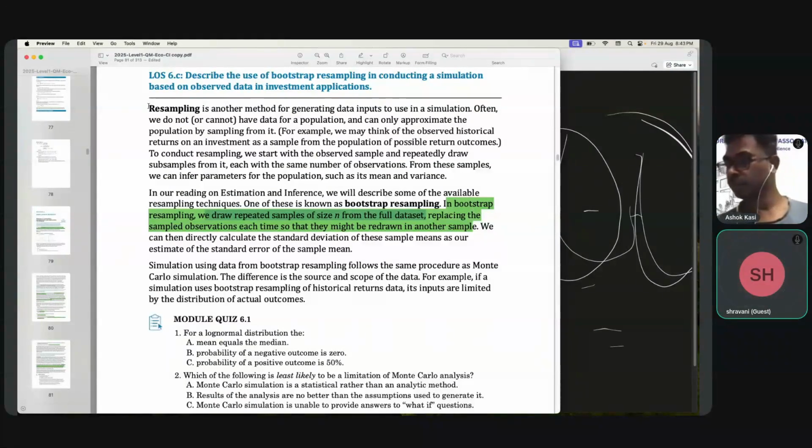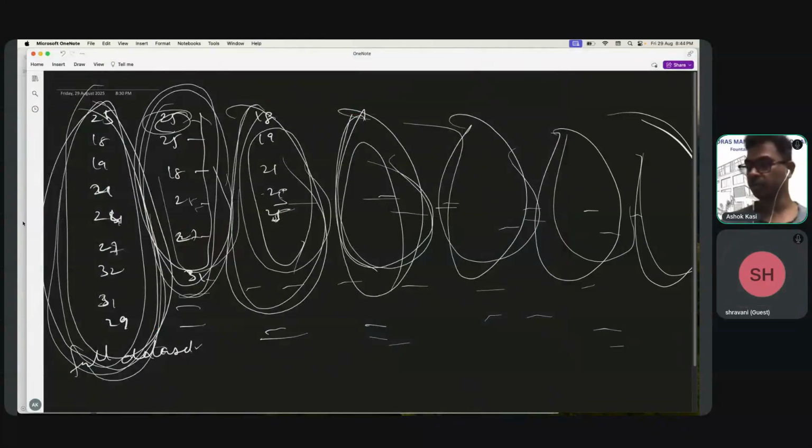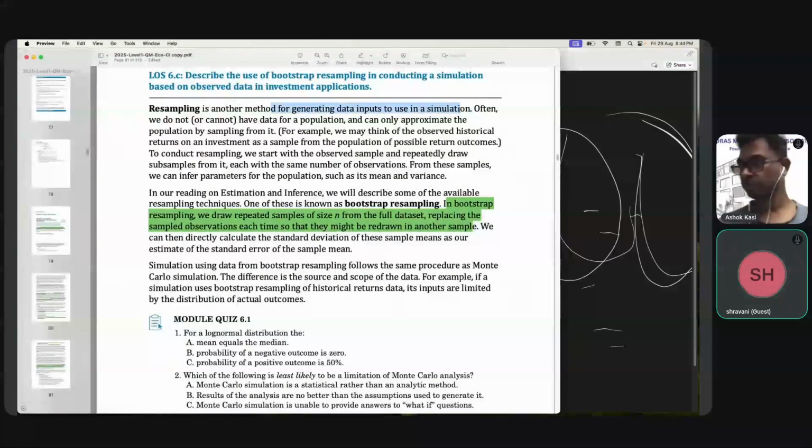So bootstrap is another method for generating data inputs to use in simulation, because we are simulating, creating many more data here. Often we do not have data for the population. Many times we will not have data for the population, or it might be too costly to get the data.